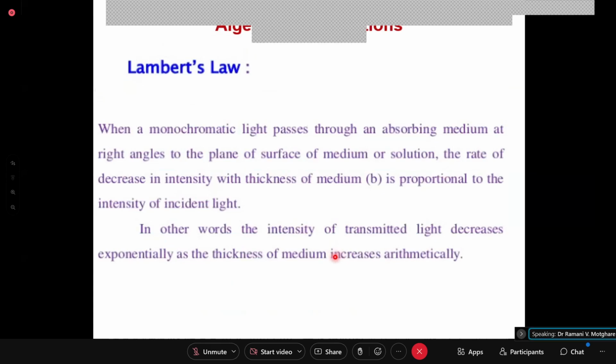So Lambert could correlate that with increase in thickness: the intensity of transmitted light decreased exponentially, or the intensity of absorption increased with the thickness of absorbing medium, or transmitted light decreased with the thickness of medium.